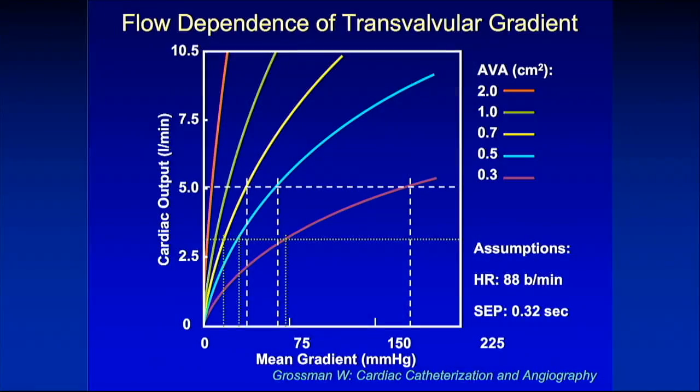Well, we all know that wherever we have a flow obstruction in the circulation, the velocity or the gradient across this obstruction will not only depend on how tight this obstruction is, it will also depend on how much flow goes over this area. Now, this is a very old diagram from a textbook showing the relation between cardiac output and mean gradient for aortic stenosis, nicely demonstrating that in a patient even with severe aortic stenosis, if for any reason the patient has an abnormally low flow, the gradient may be lower than expected. And this is an important message.